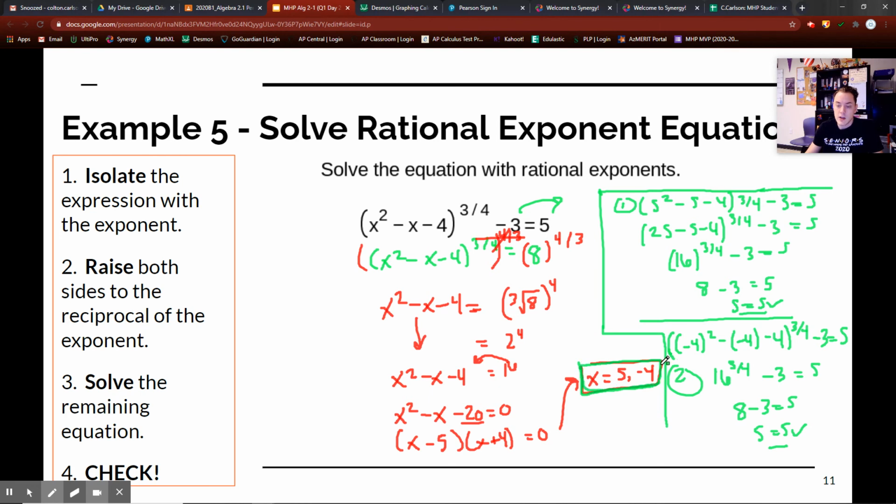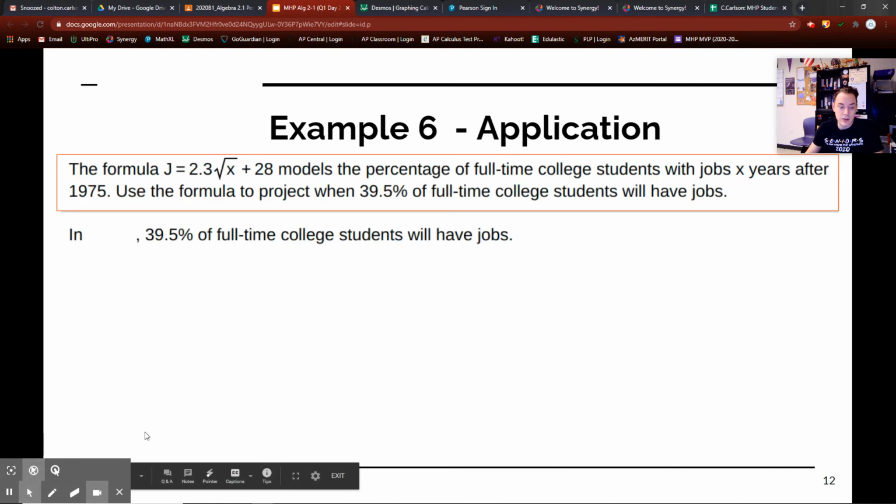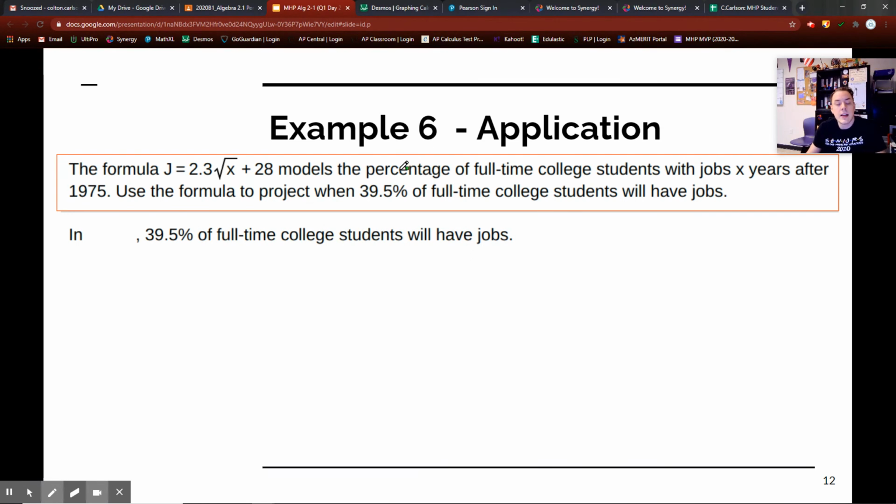Okay. Sweet action. So let's erase this and get to our last and final slide, applications. The formula J equals 2.3 times radical X plus 28 models the percentage of full-time college students with jobs X years after 1975. Use the formula to project when 39.5% of full-time college students will have a job.